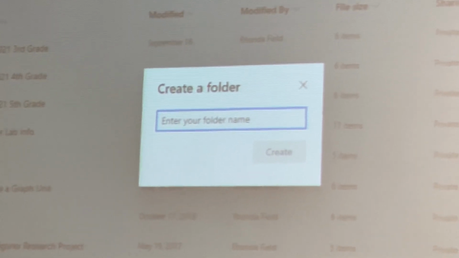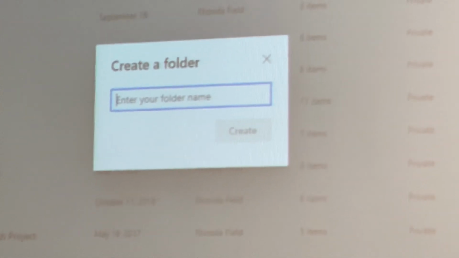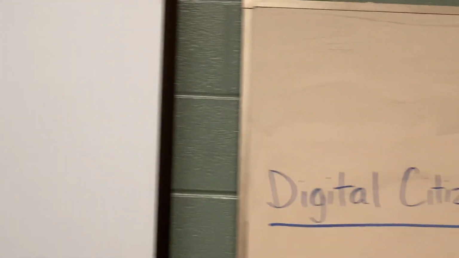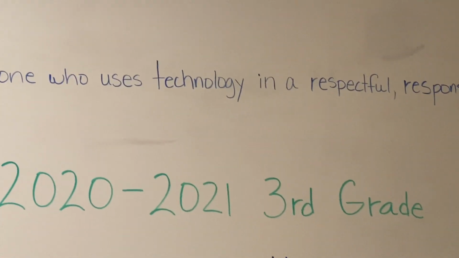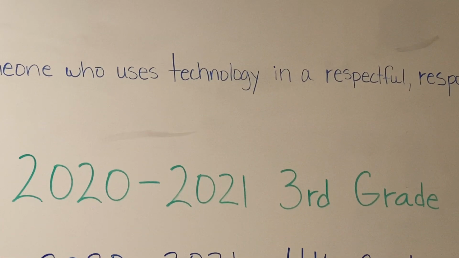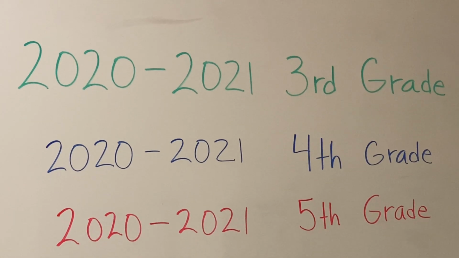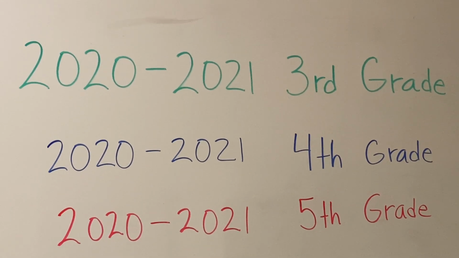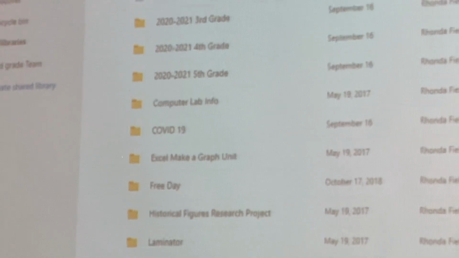And for 3rd grade, it will be the school year 2020-2021, 3rd grade. You see it on the board over there, so don't forget to capitalize your G. It is a title. So hold down the shift key and make a capital G. For 4th grade, yours will say 2020-2021, 4th grade. And for 5th grade, yours will say 2020-2021, 5th grade. So everyone should make a folder just to start your year out and to put documents inside of it that we make in the computer lab this year.